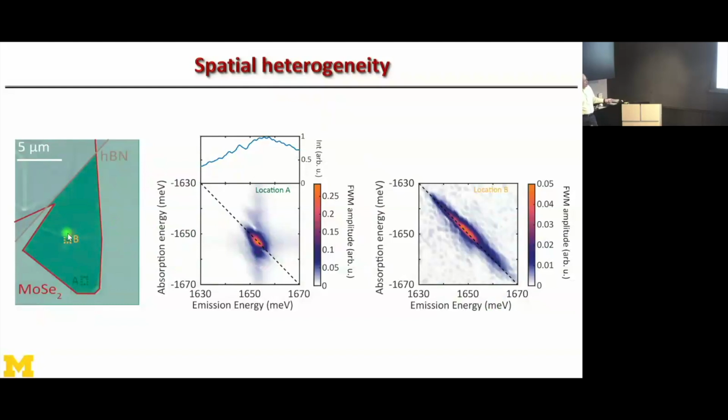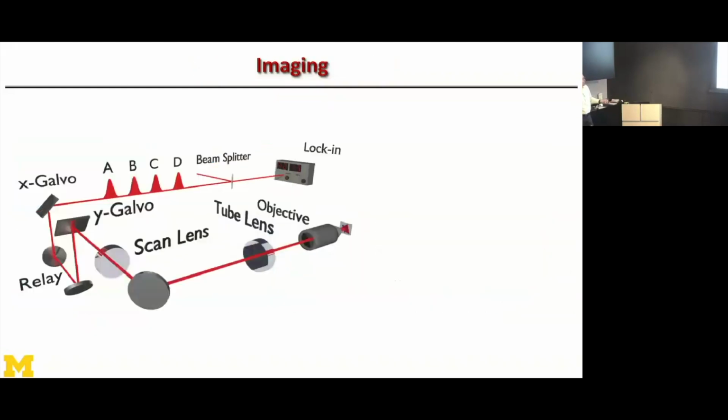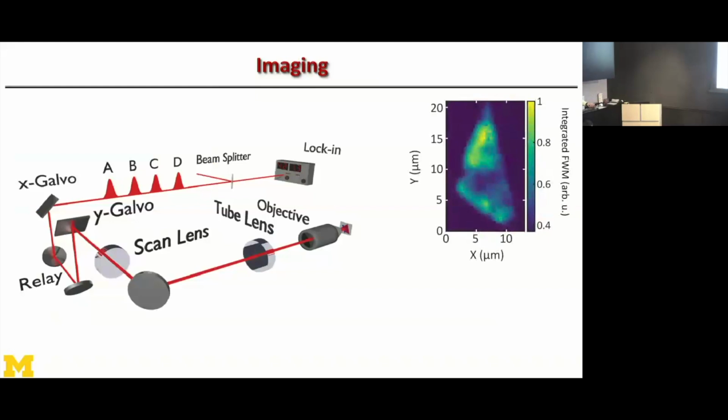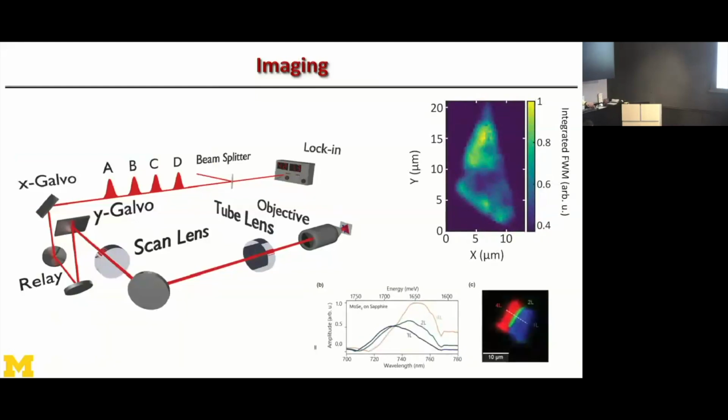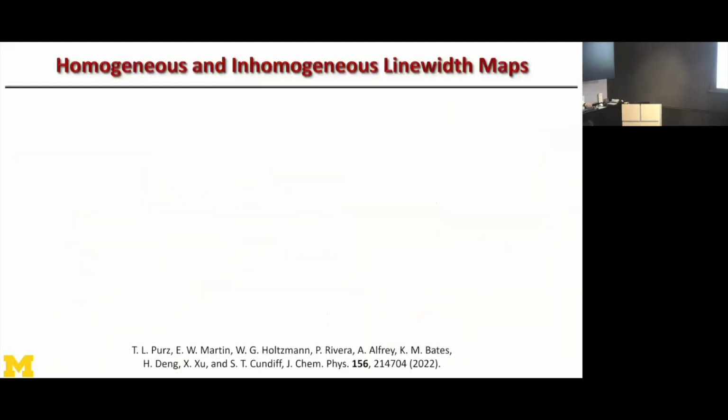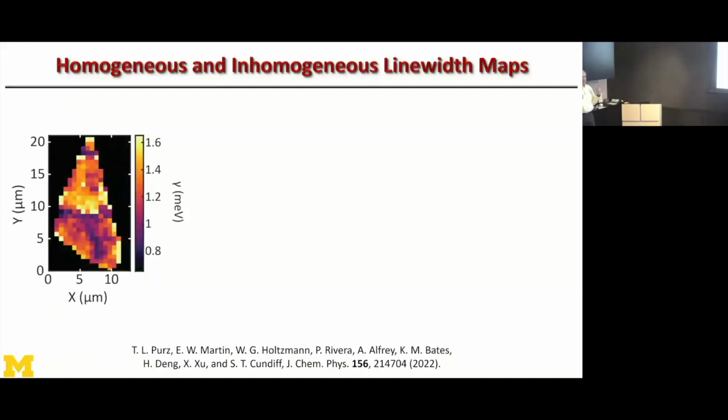You might not be surprised, you can see there's maybe a wrinkle in this sample right there that's doing this. So it's important to actually image, and we've shown you can image. The imaging can tell you how many layers there are. You can look at correlations, and at each pixel we can get the homogeneous and inhomogeneous line width by doing this rapidly. So let me skip ahead.